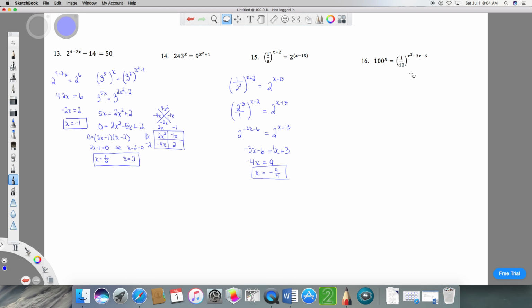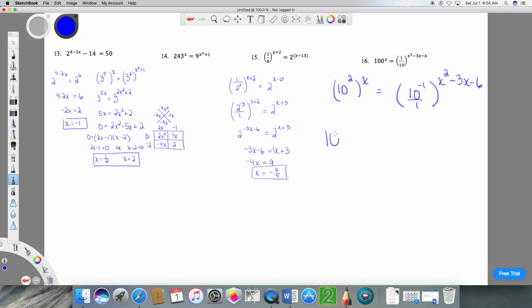All right, so this last one, let's take a look at it. On the left-hand side, I'm going to rewrite 100 with a base of 10. So I've got 10 squared is 100. On the right-hand side, I'm going to rewrite 1/10 as 10 to the negative 1. Because if I move this 10, which is currently 10 to the first power, up to the numerator, then I have to change the sign of the exponent from positive 1 to negative 1.